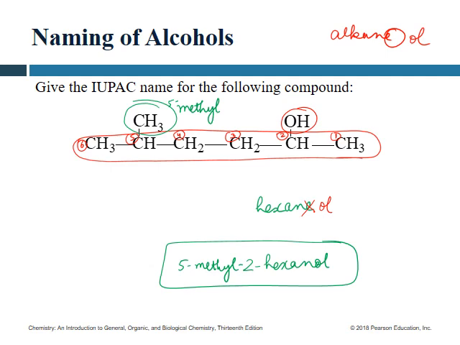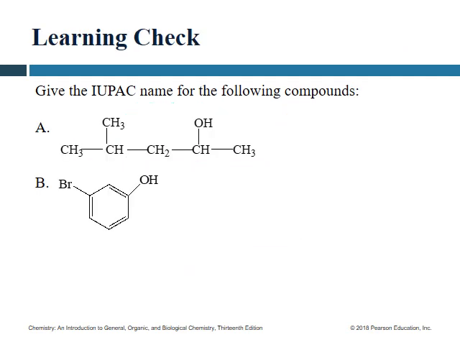Okay, let's try some more examples. Okay, this A we already named, this is the same compound. Let's name the next one. So what do you see here? Actually, the A is not the same compound. Let's name A. My bad. A is not the same compound.